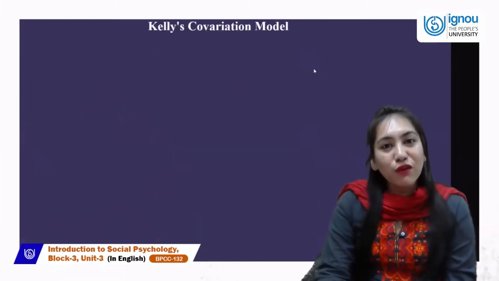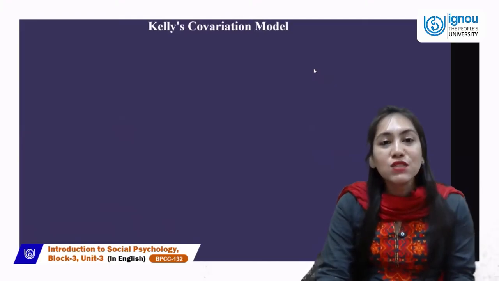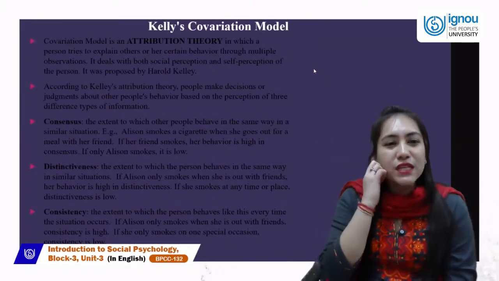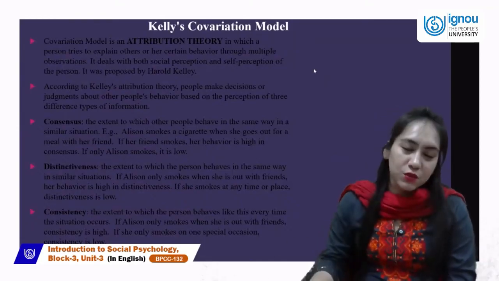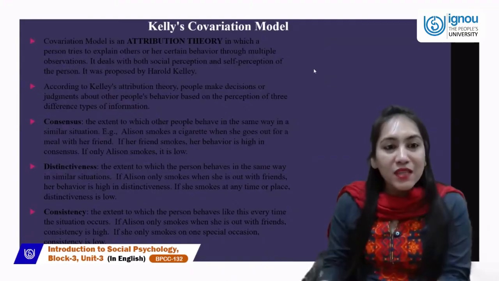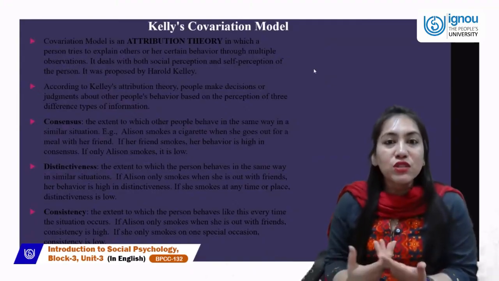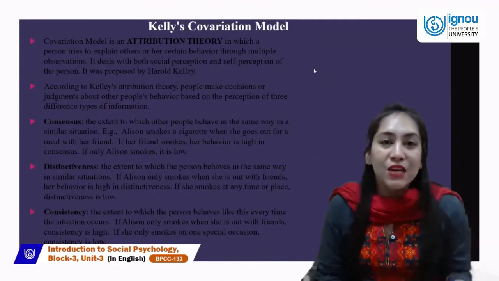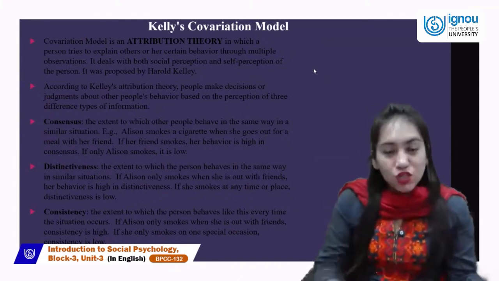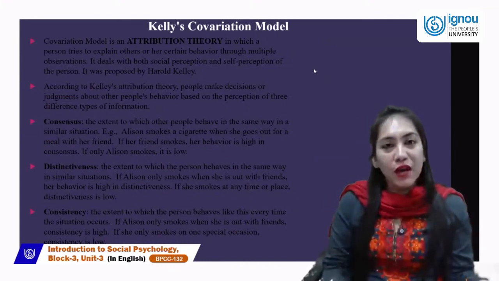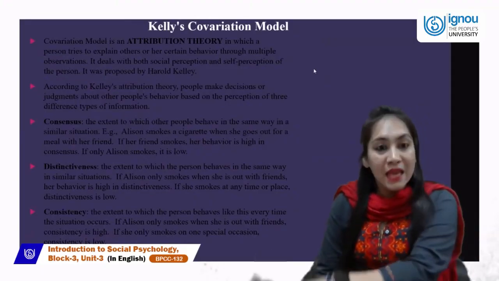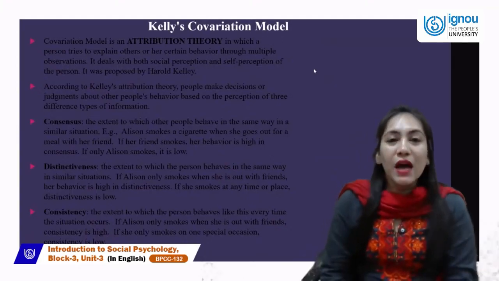The last theory of the attribution theory is Kelly's covariation theory. Kelly's covariation theory initially came with a lot of multiple observations. There were a lot of observations done on people's behavior to explain their behavior and also to tell how people are dealing with social perception, both your perception about you in a social environment and another person's social perception in their environment. So this was given by Harold Kelly.